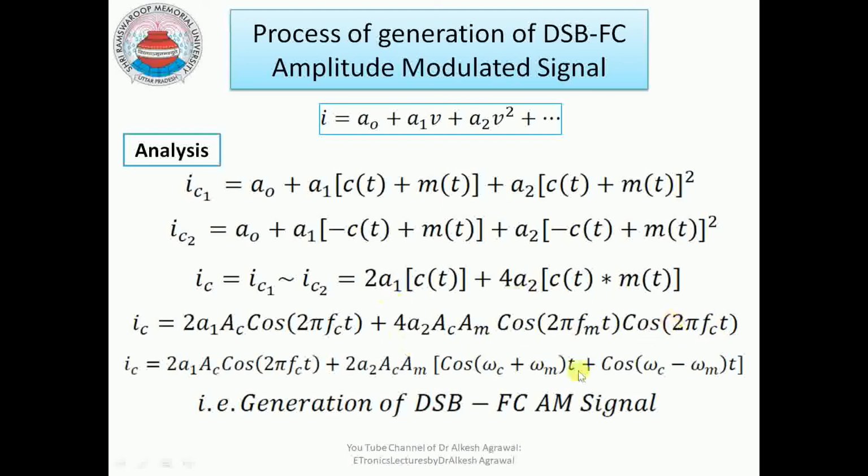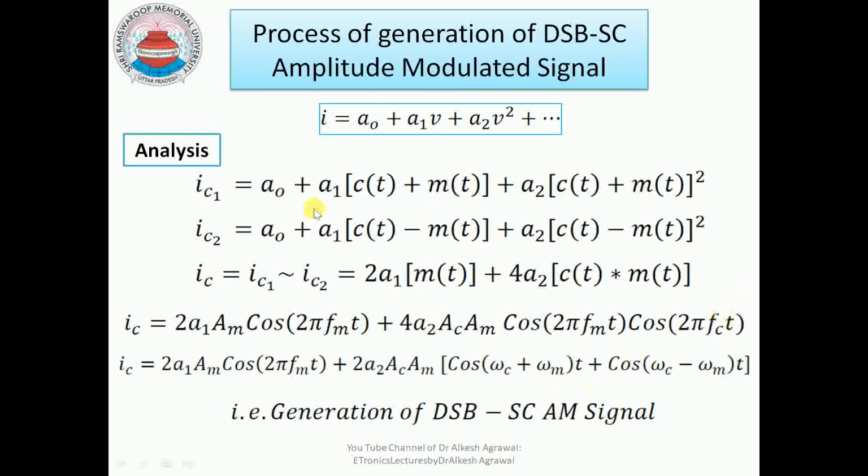If we use the trigonometric relationship, we get this kind of relationship. IC is equal to 2A1 AC cos 2 pi FCT plus 2A2 AC AM, and using trigonometry we get cos (omega C plus omega M)T and cos (omega C minus omega M)T. So this kind of expression shows the generation of double sideband full carrier. This is the upper sideband and lower sideband with the generation of the carrier. So this is a very important analysis that depends upon this nonlinear relationship and the kind of voltages that are fed at the input of the two transistors.